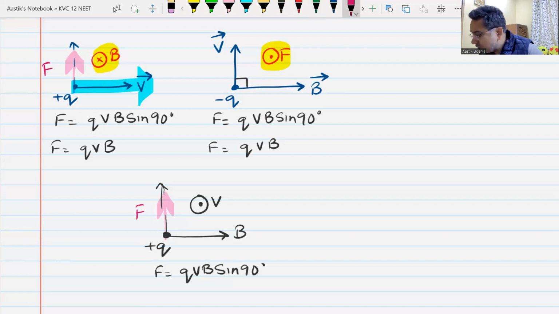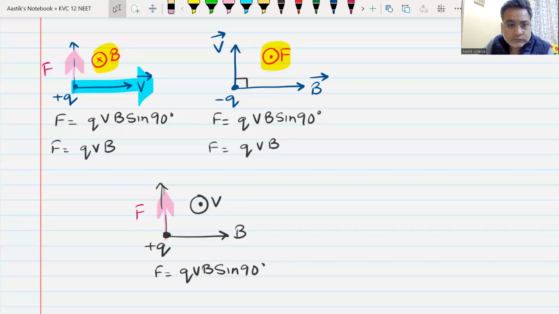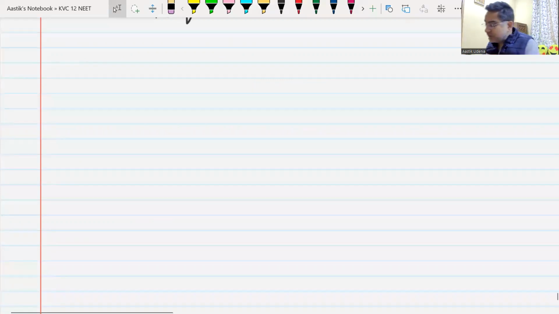I hope you have understood how to do this. I'll give you 2 minutes to draw these diagrams and turn your fingers and get the direction of force. Once you are done, please let me know. I hope you have noted this down. Let us then move ahead and write some important points about this force.